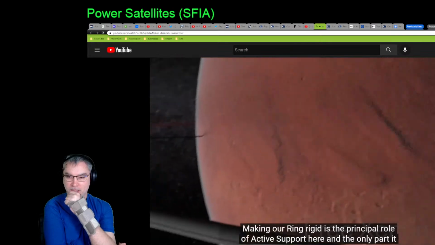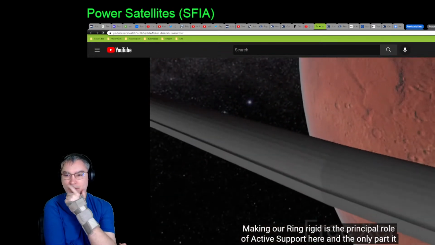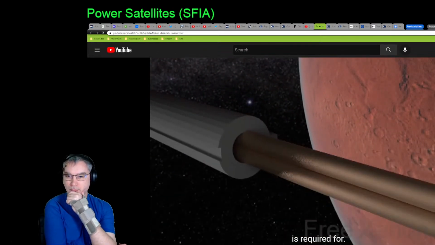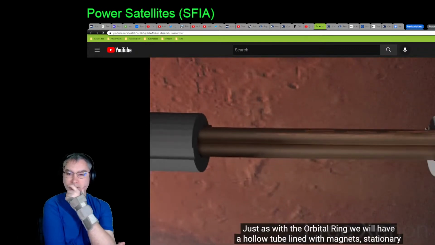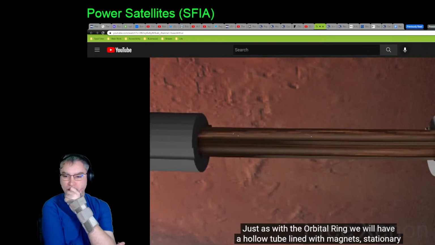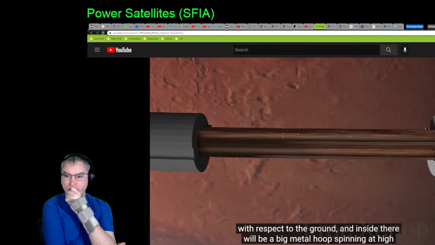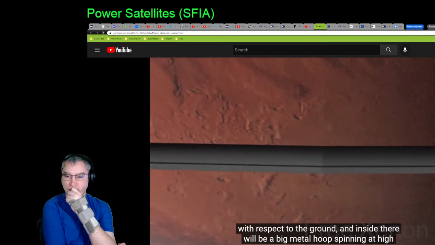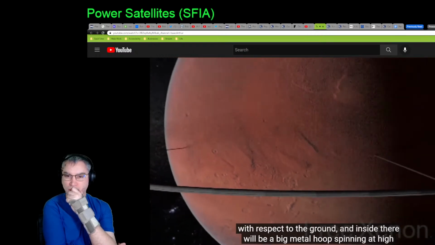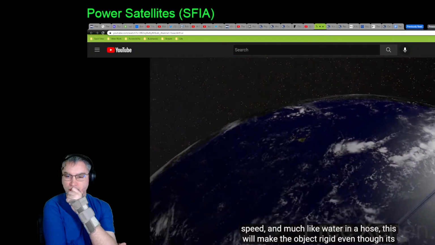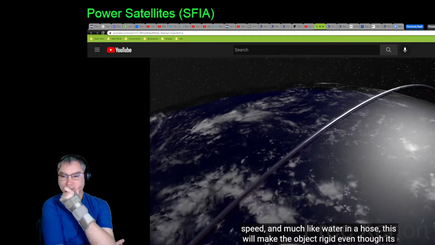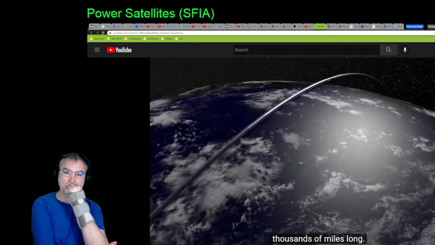Making our ring rigid is the principal role of active support here, and the only part it is required for. Just as with the orbital ring, we have a hollow tube lined with magnets, stationary with respect to the ground, and inside there will be a big metal hoop spinning at high speed, and much like water in a hose, this will make the object rigid even though it's thousands of miles long.